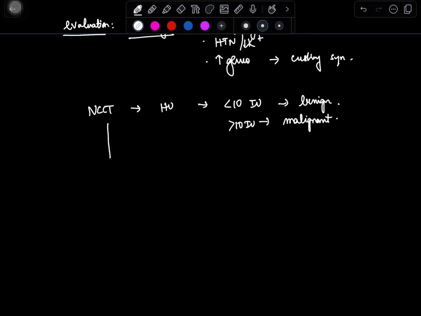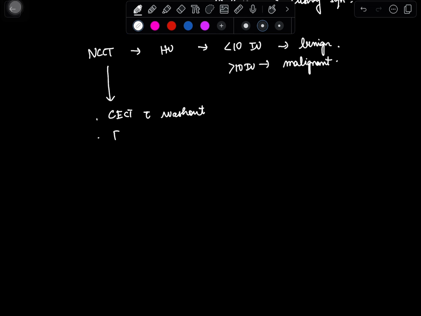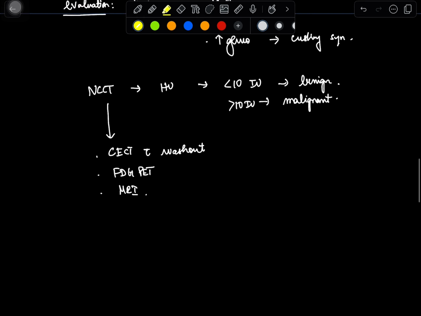If this test is inconclusive, then you have to perform what's known as the CECT with washout study. As you know, these adrenal incidentalomas, if they are malignant, will have a low rate of washout of the contrast. Next, you might have to do an FDG PET scan, and then MRI studies, all these things. So the answer to this question is that the optimal way to diagnose benign versus malignant in adrenal incidentaloma is NCCT.